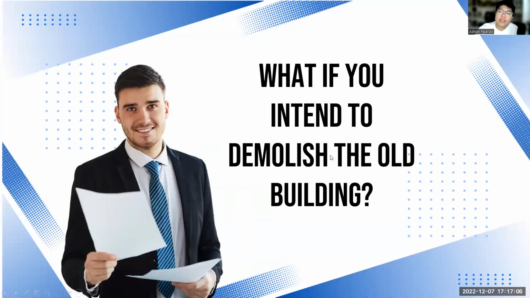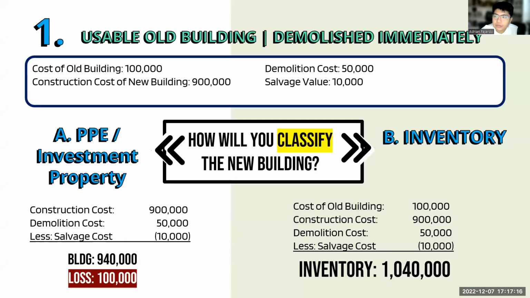Now, the second complication is, what if you intend to demolish the old building right away? So now, let's look at usable old building, but it's demolished immediately. Let's get a new example. Let's say the cost of that old building is 100,000. You have a construction cost of your new building. So after ng old building, pinagiba mo, and then magpapatayo ka ng new building worth 900,000. And then para pagibain yon, you had a demolition cost of 50,000 and then nakabenta ka ng materials at 10,000.